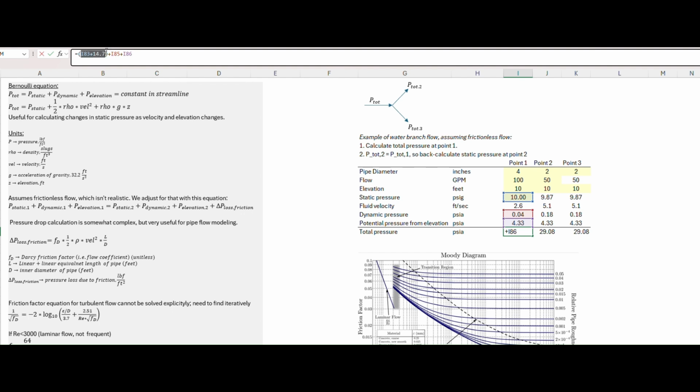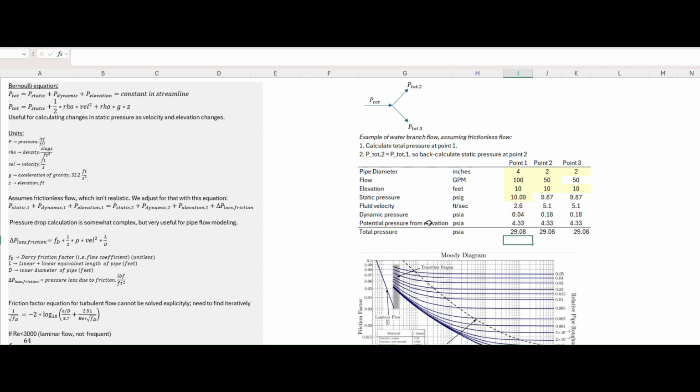of our static pressure. We did gauge pressure here, so we have to add atmospheric pressure onto that to get into absolute. So here's our absolute static, dynamic, and potential pressures here. So we've got a total pressure of 29.08.